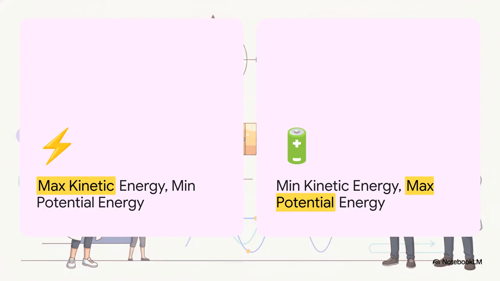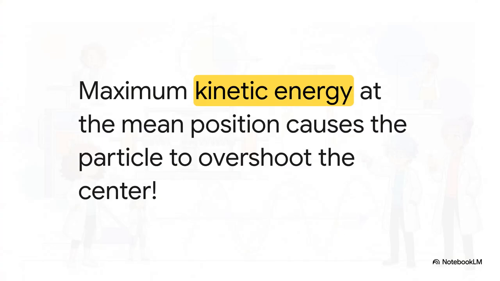The particle literally has to stop to turn around, meaning its speed and kinetic energy hit zero, while its potential energy reaches its absolute peak. It is a constant, perfect exchange of energy. But here is the real kicker.